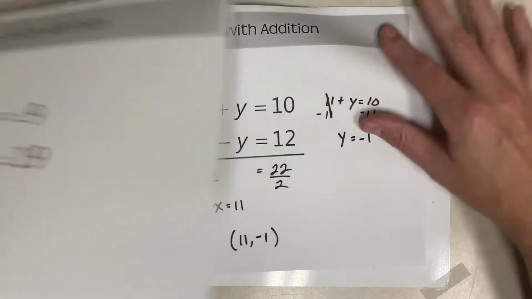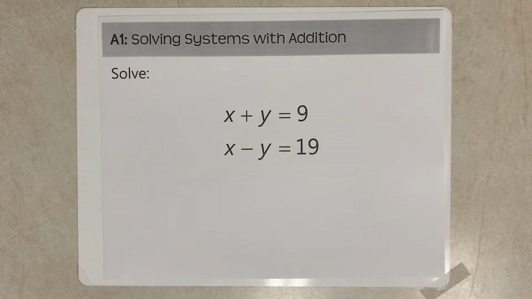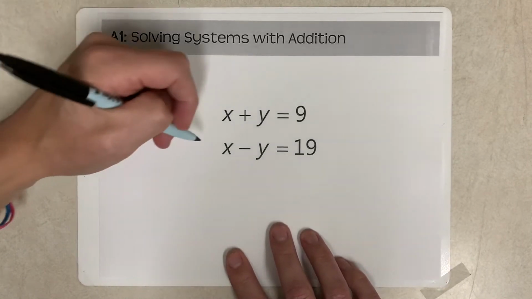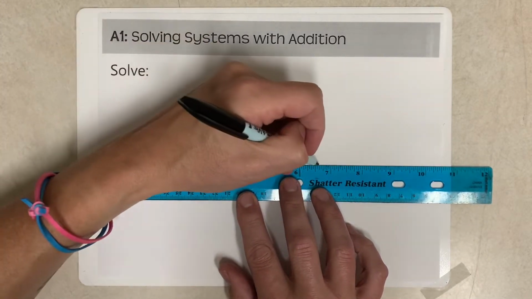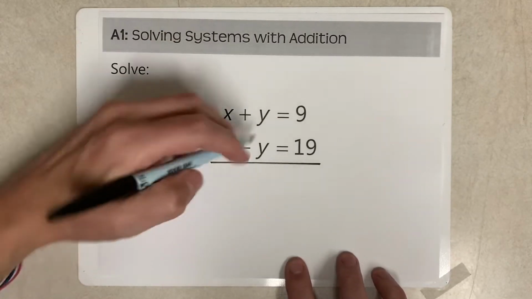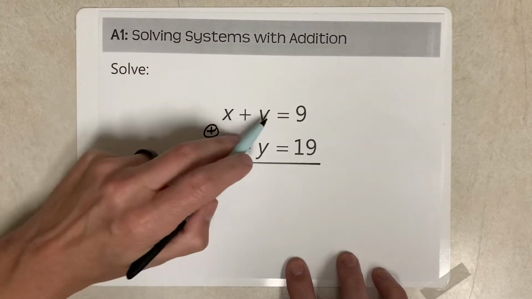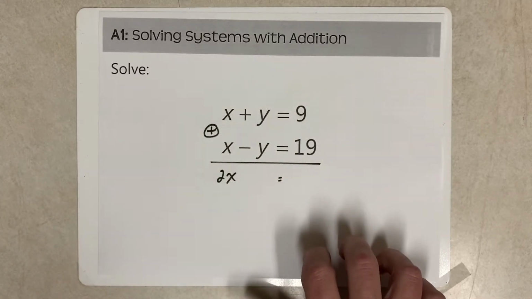All right, here's our next example. x plus y is equal to 9. x minus y is equal to 19. So again, we're going to add the two equations together, and we're going to see that the y's are going to cancel again. So x plus x is 2x. y and negative y cancel, equals 19 plus 9 is going to be 28.